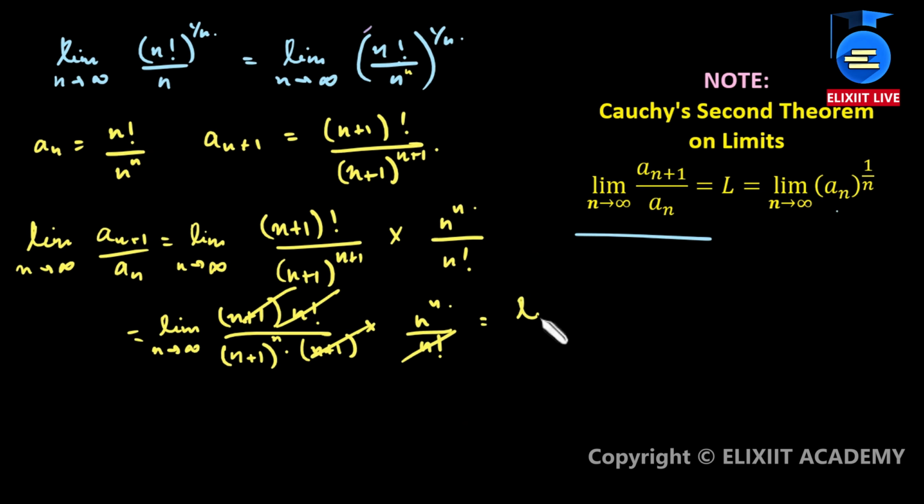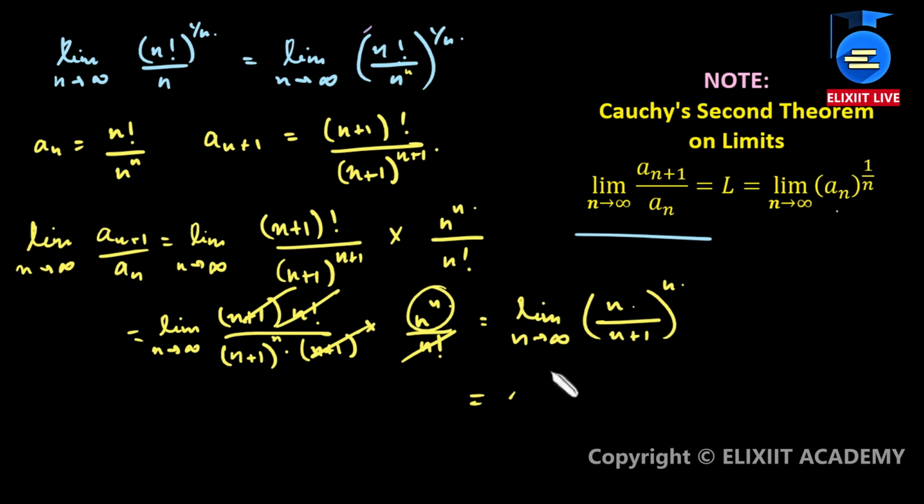We are left with this limit n tends to infinity, n upon n plus 1 whole to the power n. In the numerator, we are left with n to the power n, and in the denominator we have n plus 1 whole to the power n. Okay, so now this is an easy limit to simplify. We all know how to simplify this.